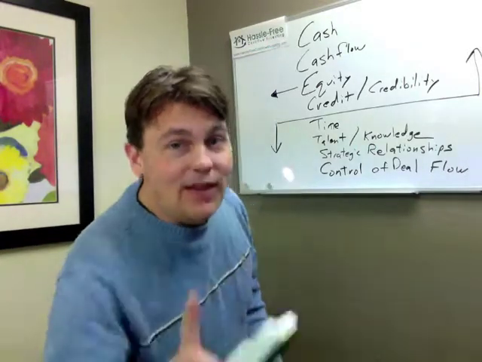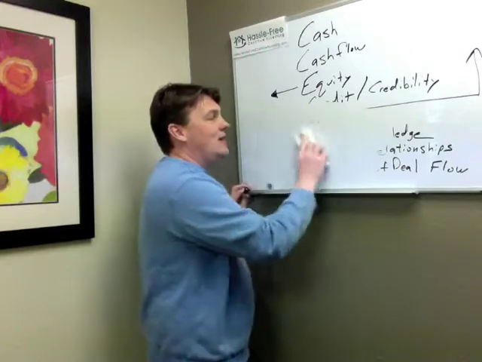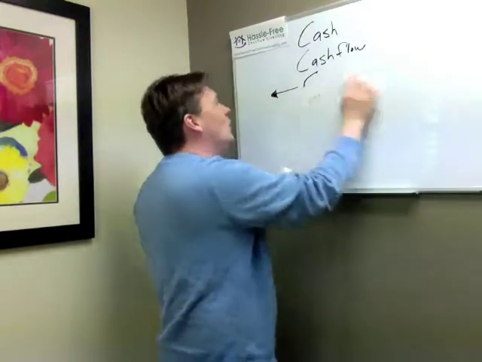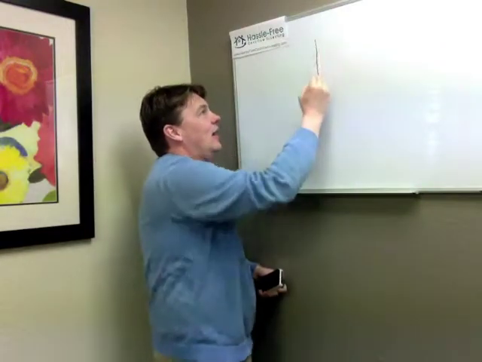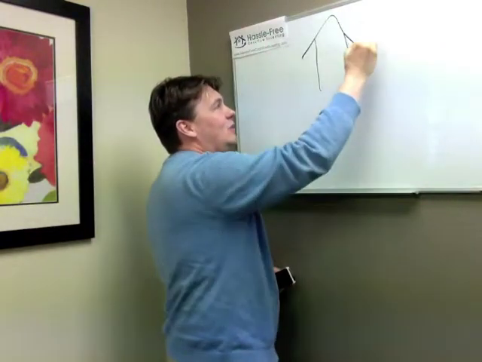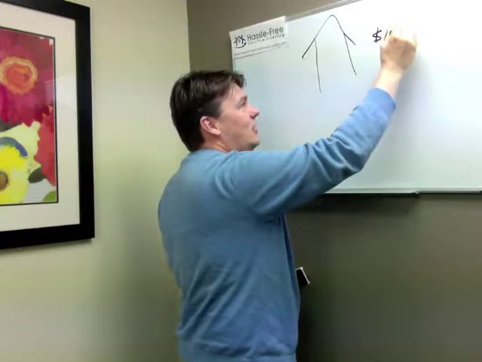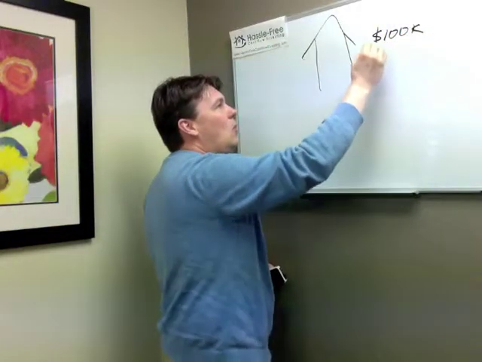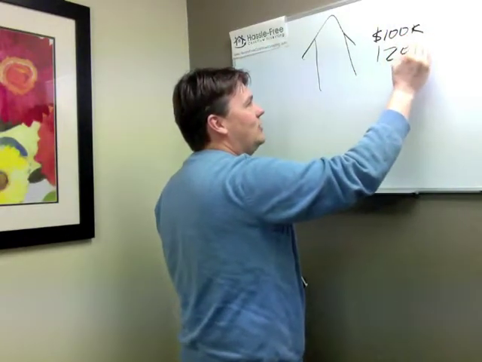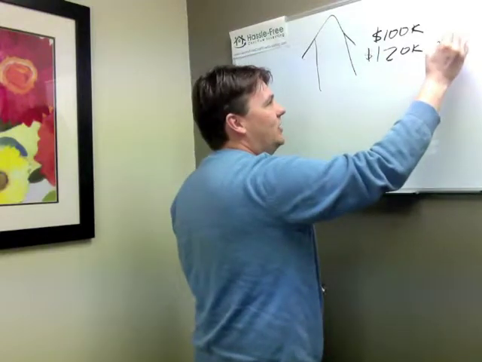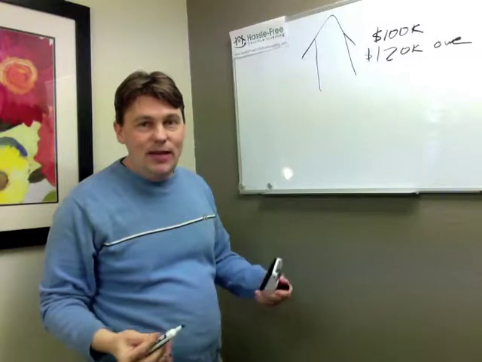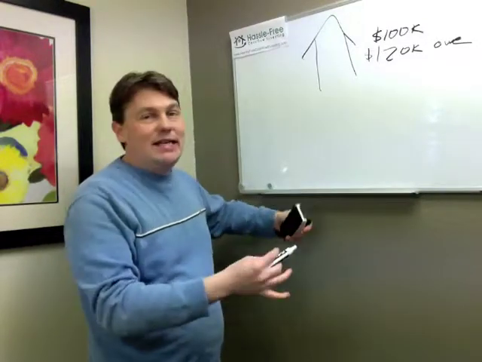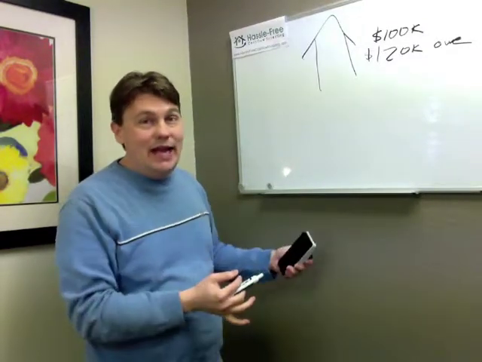Let's pretend that you have a property that is underwater. Let's just make it up. Let's say that you have this property here and it's worth $100,000, but you owe $120,000 on this particular property. So one of the first things that many people look at is, oh, I'm upside down. I would never be able to get out of this property.